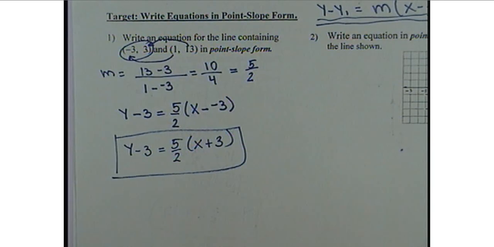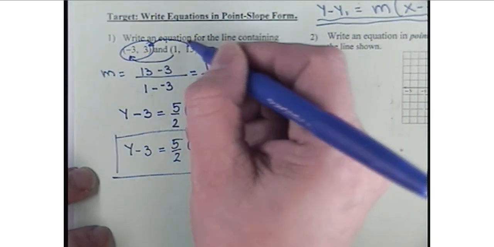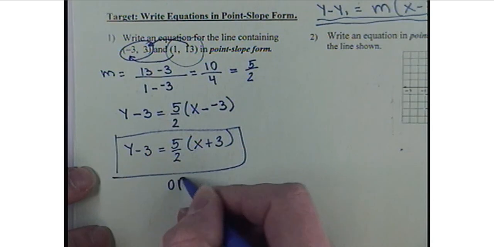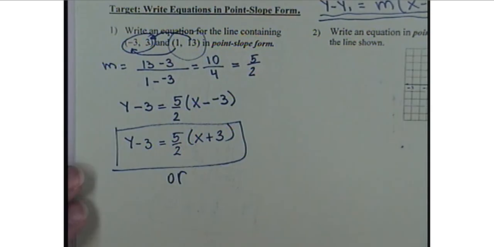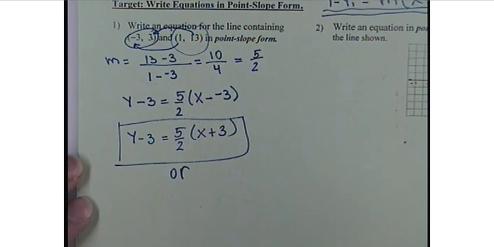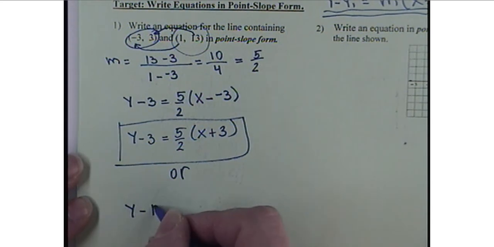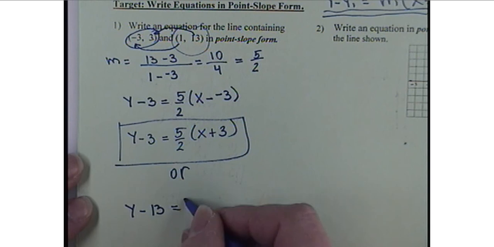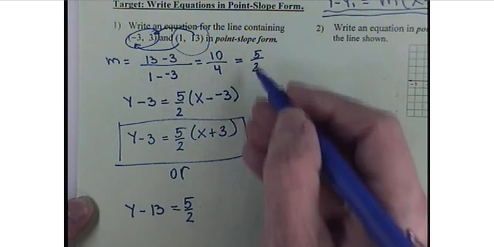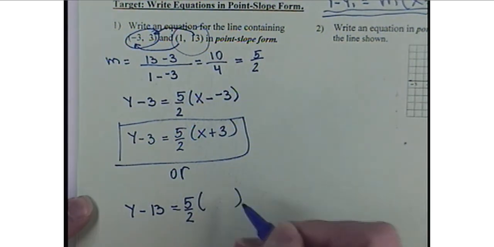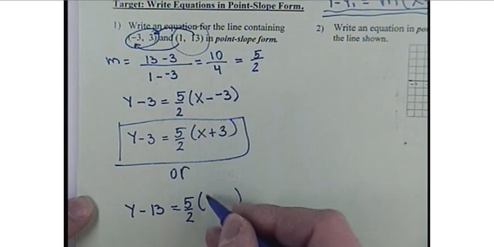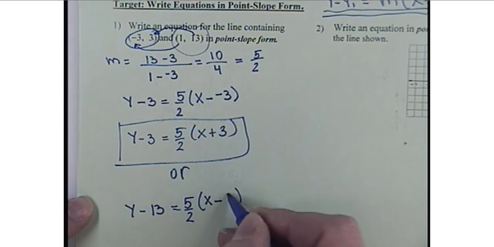Well, let's say you decide to go with the second point, then your answer of the equation will be y minus 13 equals 5 over 2, so we're using the same exact slope, just different coordinates of the points, x minus 1.